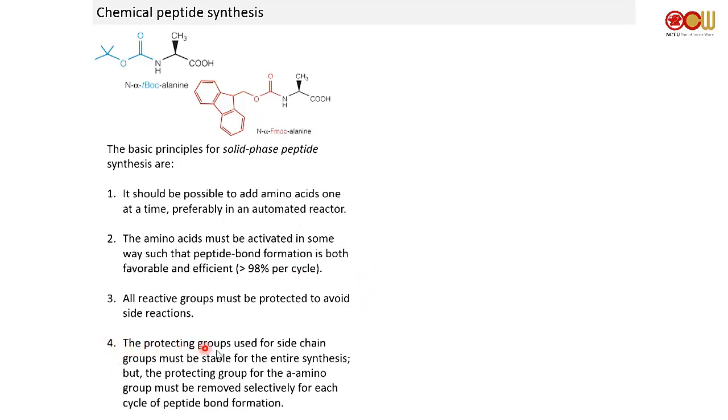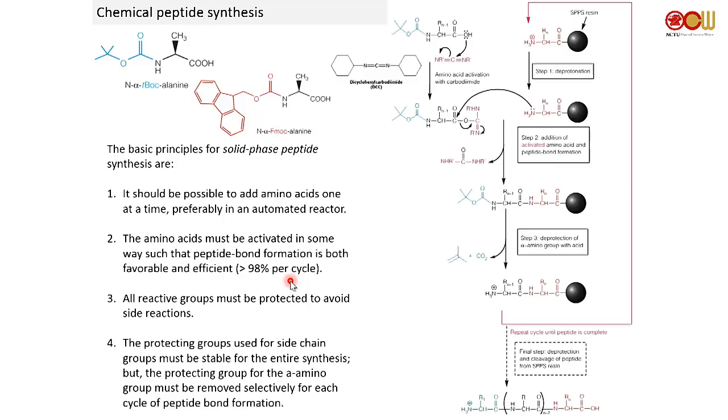Number four, the protecting groups used for side chain groups must be stable for the entire synthesis, but the protection group for the alpha amino group must be removed selectively for each cycle of the peptide bond formation. So for every cycle, the alpha amino group must be able to react, because otherwise you don't have a polypeptide. So in short, it works like this.